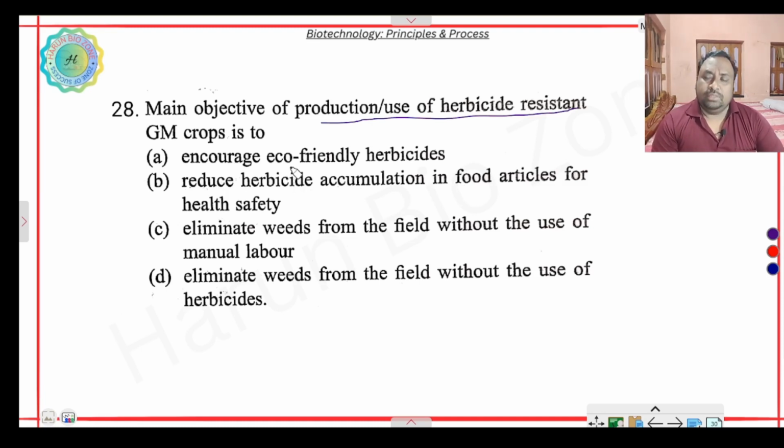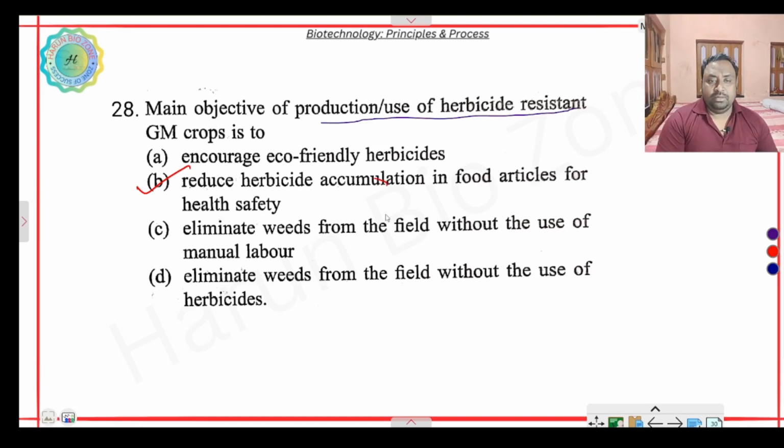Why does recombinant DNA technology produce herbicide-resistant genetically modified plants? Because it reduces herbicide accumulation: if we use herbicide, the plant absorbs it. When we eat this plant, if the herbicide is non-degradable, it shows biomagnification. So from this we can use herbicide resistance in plants. Okay, reduce herbicide accumulation in food articles for health safety.